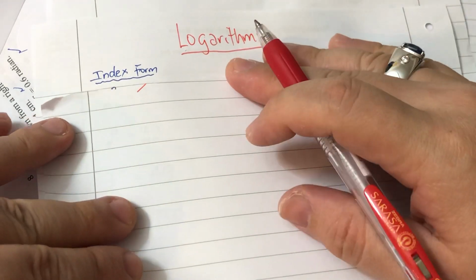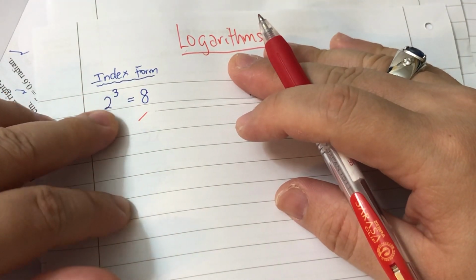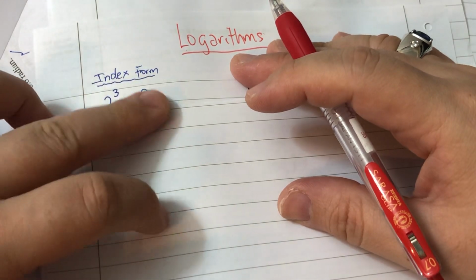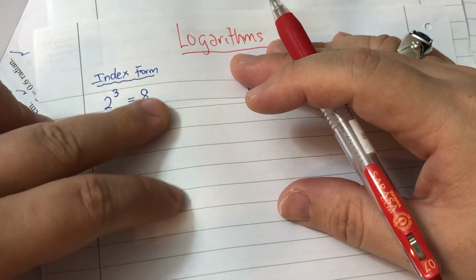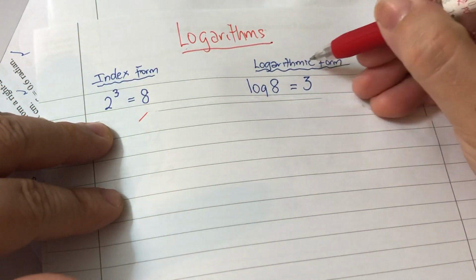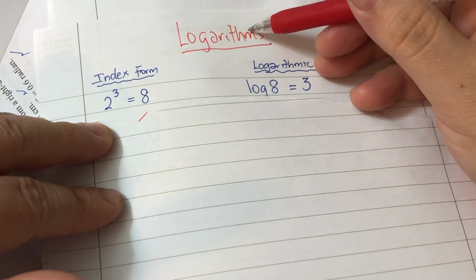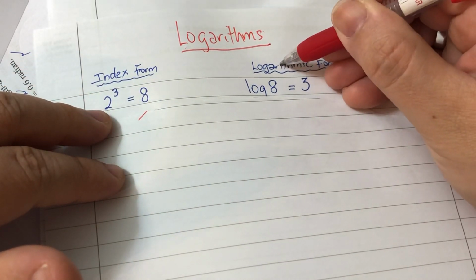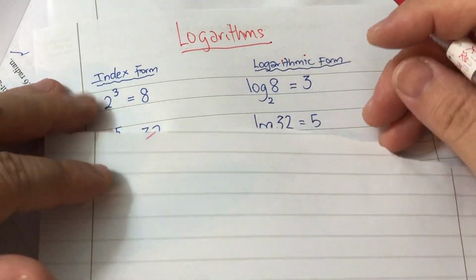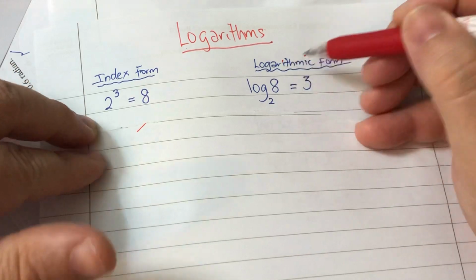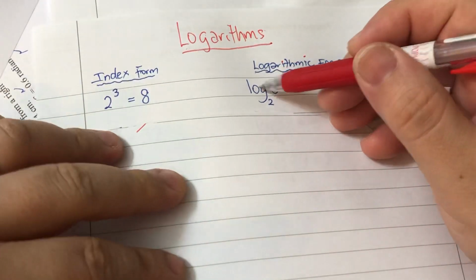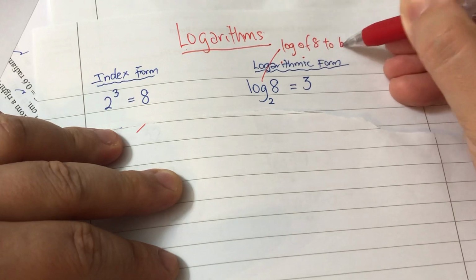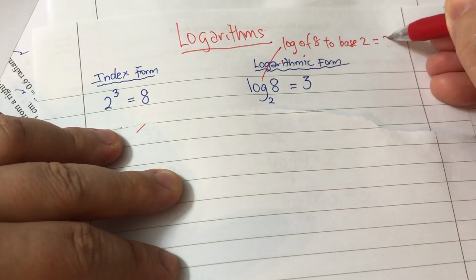Now, you remember in index form, 2 to the power of 3 means 2 times 2 times 2, 3 times. The answer is 8. There's another way to express this, and we call it the logarithmic form. Logarithmic is like the English word, a different form of logarithms. Logarithms is the whole thing, but logarithmic is just the English form of this kind of terms. So how do I interpret what I've written here? First of all, I tell you how we read this. This is log or logarithm of 8 to base 2 equals 3.